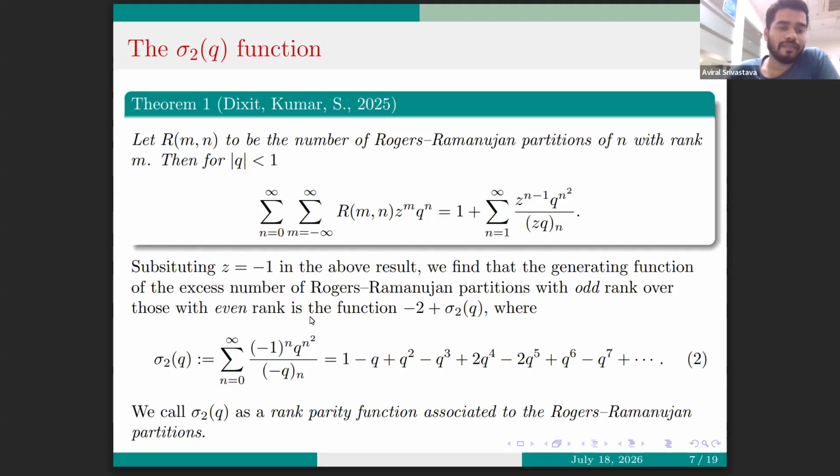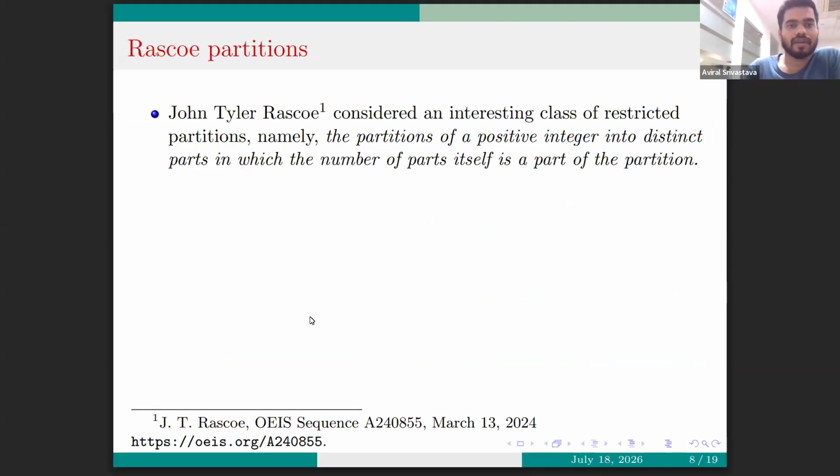So when I plug in z equals -1, it automatically collects the even rank partitions minus the odd rank partitions, and we have this generating function. So this sigma 2 of q function we call the rank parity function associated to the Rogers-Ramanujan partitions. Okay, what are some of its properties?